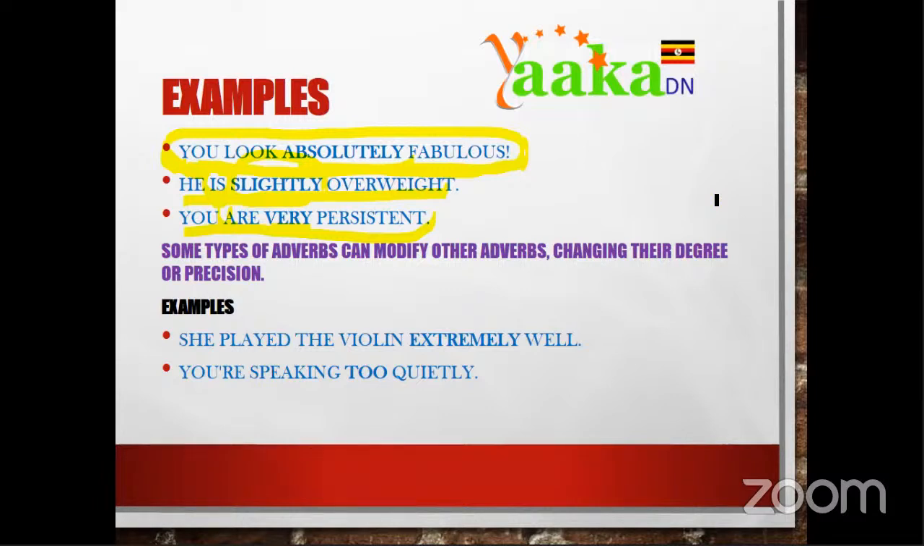Is it the how? Is it the when? Is it the where? Or is it how often? So which of these? Absolutely is the how. So the how is the first, that is manner. And slightly, is it how? Is it when? Is it where? Is it how often? Slightly is also the how, the first, that is under manner.